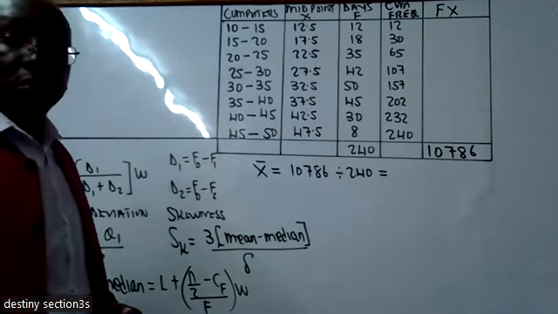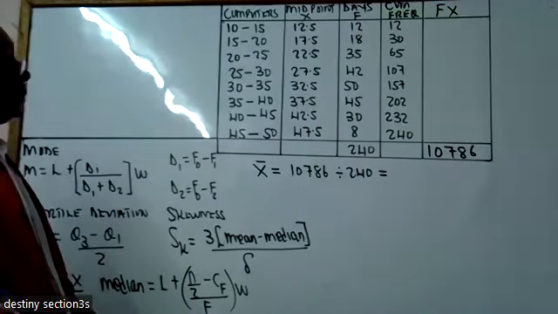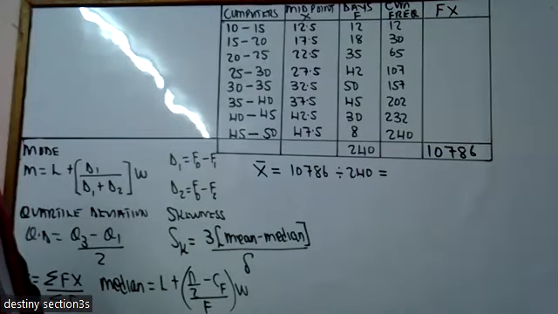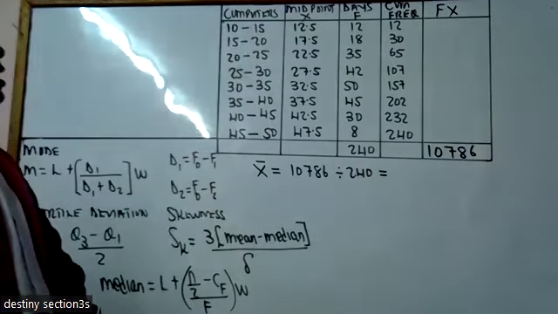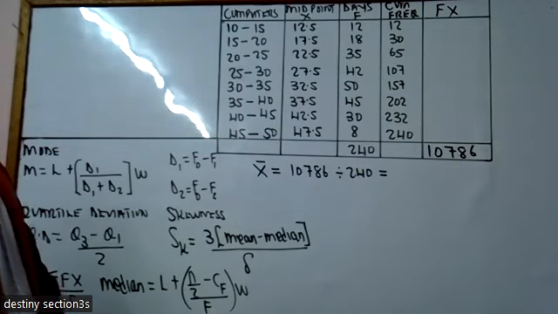Mwalimu, can I ask a question? Yes, Beatrice. Kindly help me understand how X came about. You get X as the midpoint of the class. You add these two limits and divide by 2. 10 plus 15 is 25, divide by 2, 12.5. The same for the others. Okay, thank you.